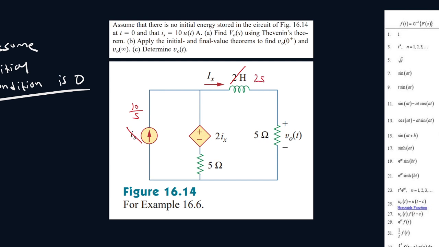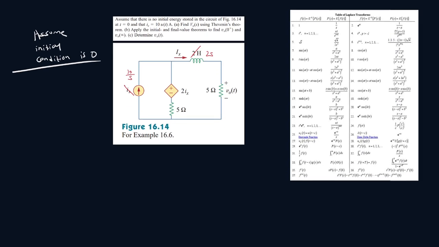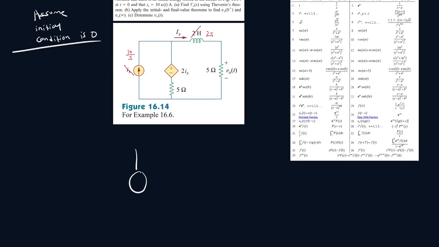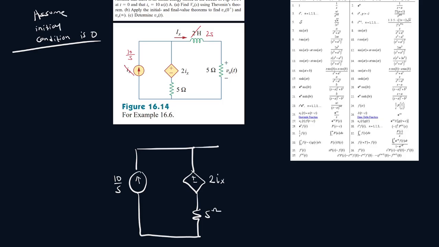And we're told to find VO of t using the Thevenin's equivalent. So this is what we're going to do. We're going to first find the Thevenin voltage. So we have a current source here, 10 over S. So this is 2Ix. This is 5 ohms. We have an inductor with 2S, current passing through here, called Ix. And in this area, we do an open wire. So we're trying to find V Thevenin of S through here.